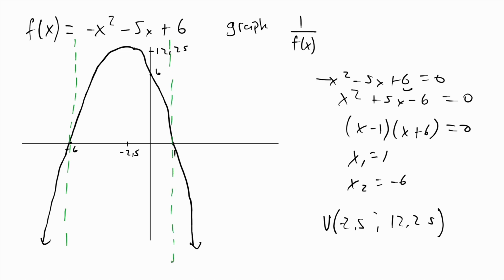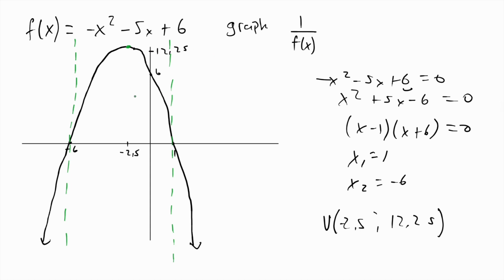We also know that this is our maximum point. This is actually a concave down graph because of the negative sign right over here. So we know that 12.25 is our maximum point, and our maximum is now going to become our minimum in our 1 over f of x graph.